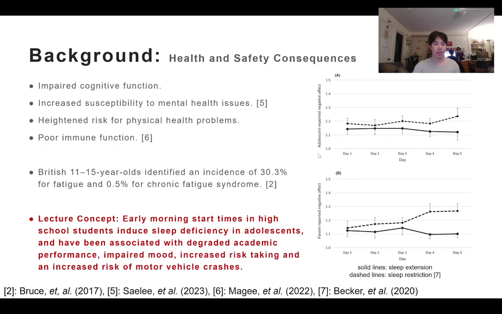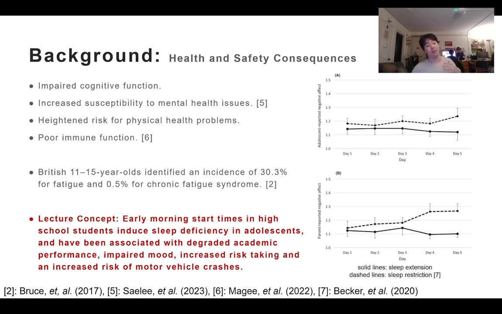So next, let's talk about the health and safety consequences of getting less sleep. We might have impaired cognitive function. We are more likely to get mental health issues. We have a higher risk for physical health problems, poor immune function, and are more likely to get fatigue, as shown by the research on British kids.